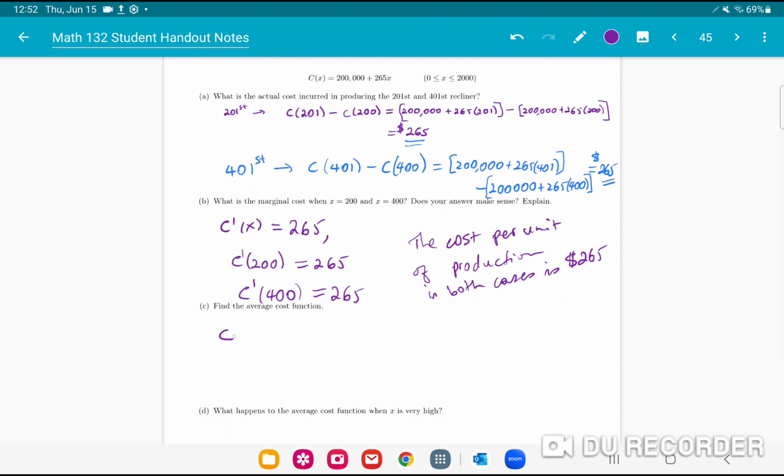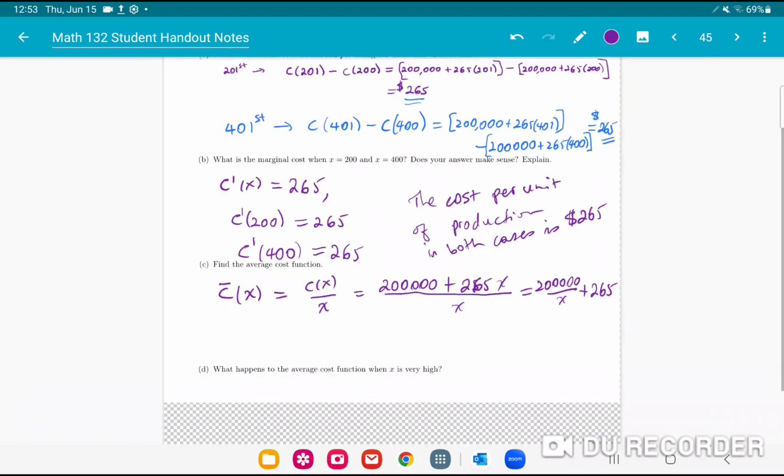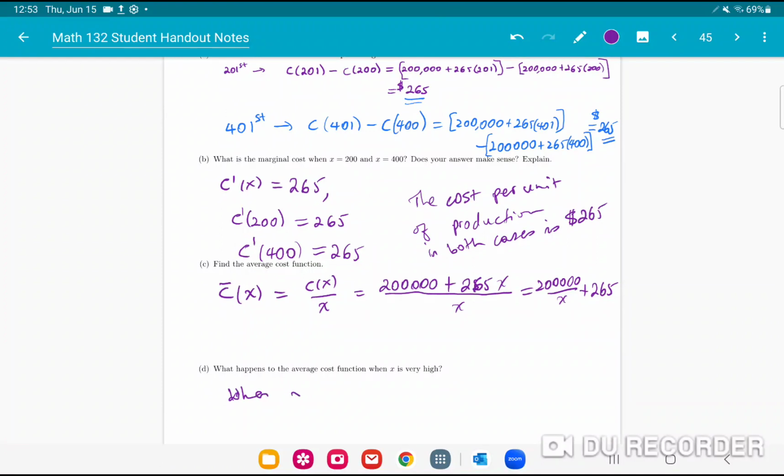The average cost function is the cost function divided by x. In this case, it's 200,000 plus 265x divided by x. This is 200,000 over x plus the constant 265. So on average, it's costing this much per unit. So if you produce x units, what happens to the average cost function when x is very large? When x goes to infinity, this guy goes to 0.